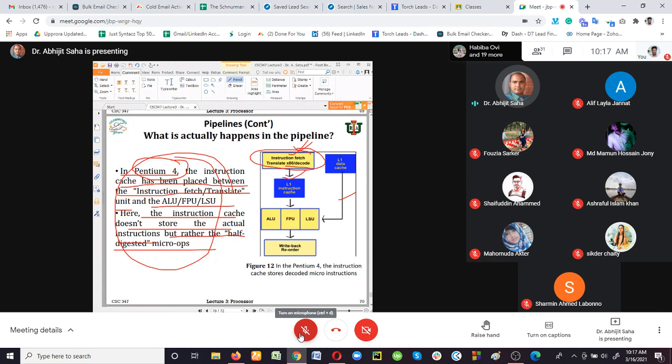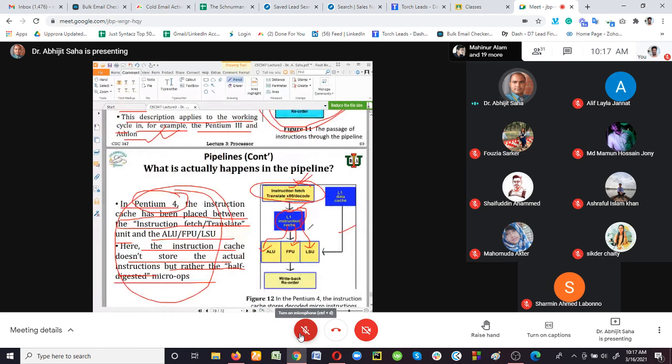When it comes to the L1 instruction cache, from this place itself you know which operation is needed: an integer operation, a floating point operation, or when you are loading or storing something, the LSU. At that time the micro op is sent there. So these are the differences between here and here. Do you understand the difference between these two figures? It's clear, right? Yes, sir. Okay, so that is what pipeline technology can do.